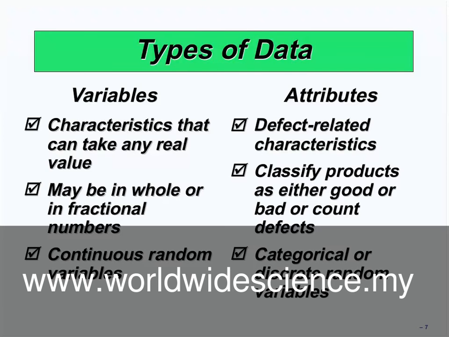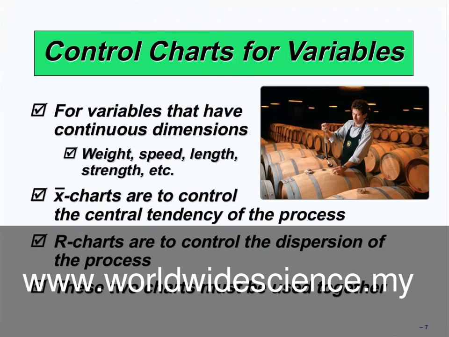Control charts for variables. There are four charts that can help operation managers for control of the process of production. These charts can help the operation managers to see whether the process is under control or not.